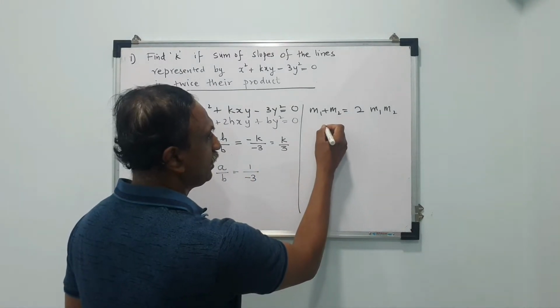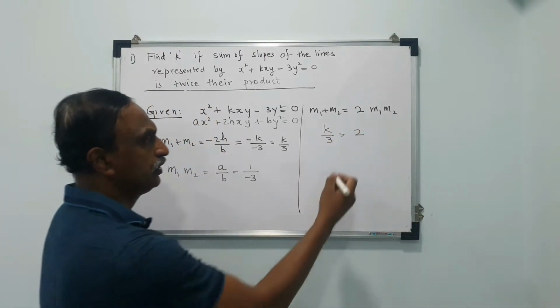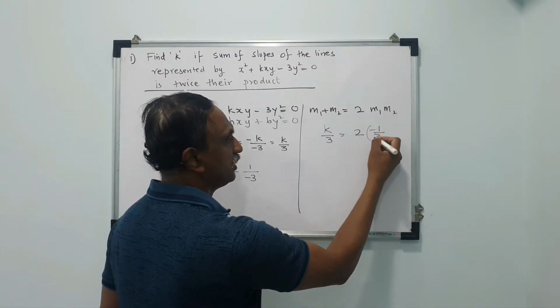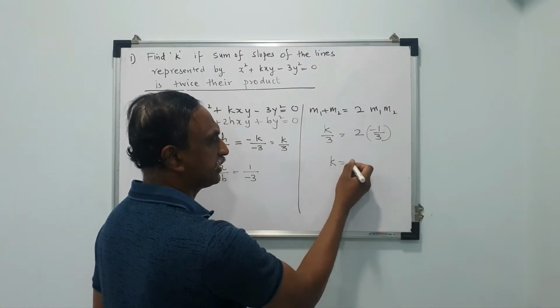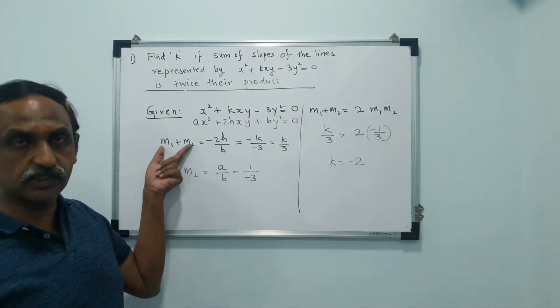So I am substituting here. So k by 3 is equal to 2 into minus 1 by 3. So the value of k is minus 2. You need to learn this very clearly.